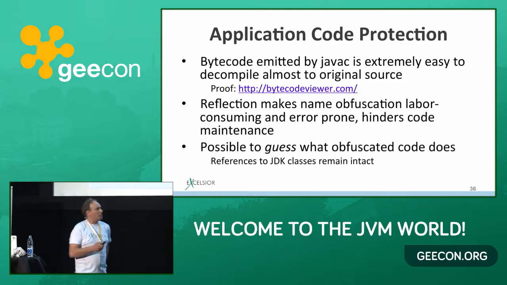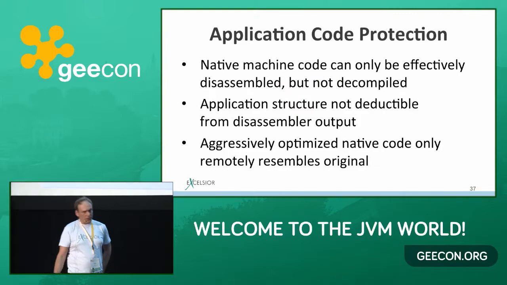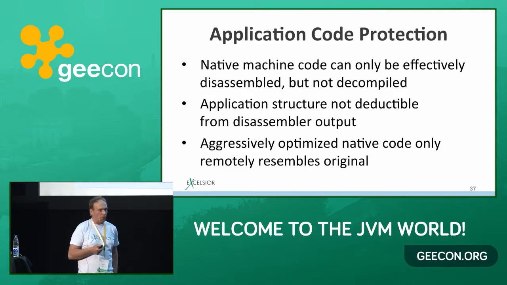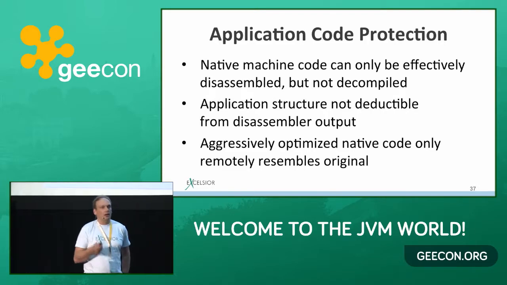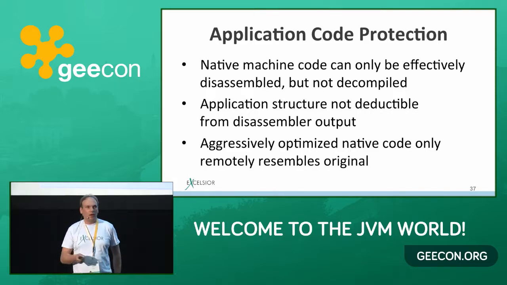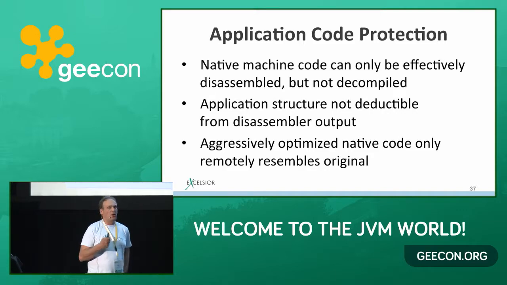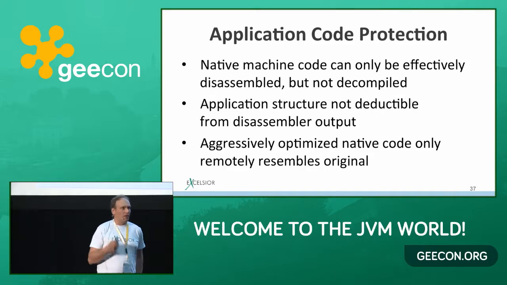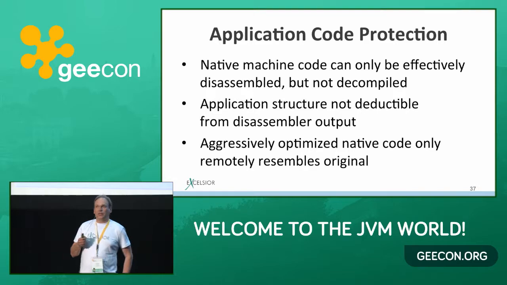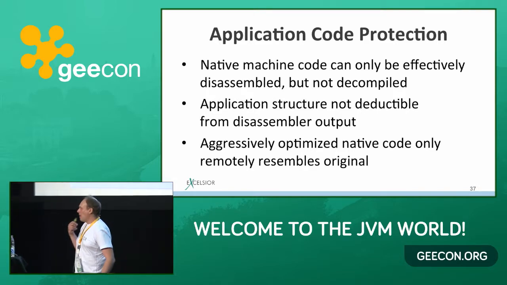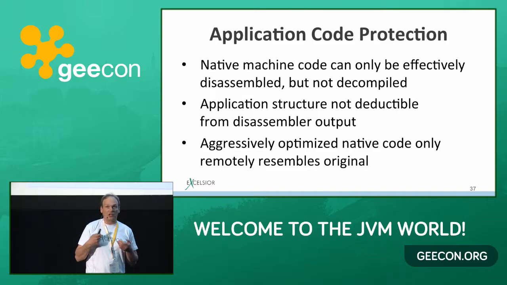So why is static compilation better here? First, there are no tools that can produce Java source code from native code. All that you can do with native code is to disassemble it. But reading and understanding disassembly requires much more qualification than reading and understanding Java source code. Moreover, it is much harder to understand what the code does when no symbolic information is attached to it.